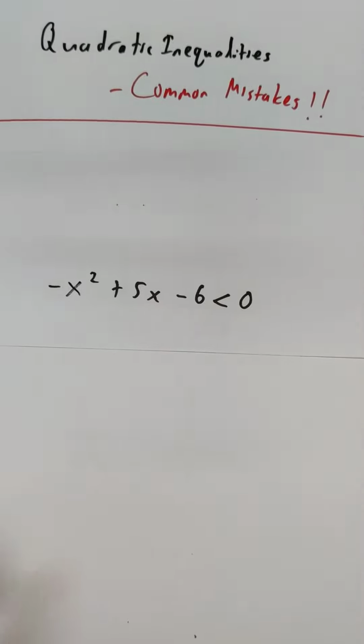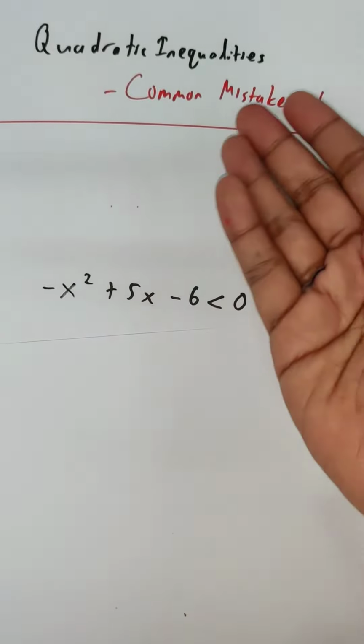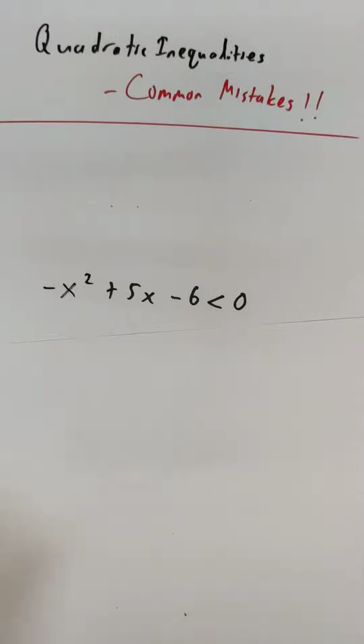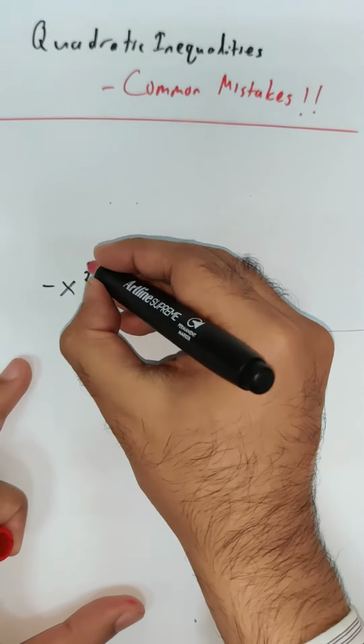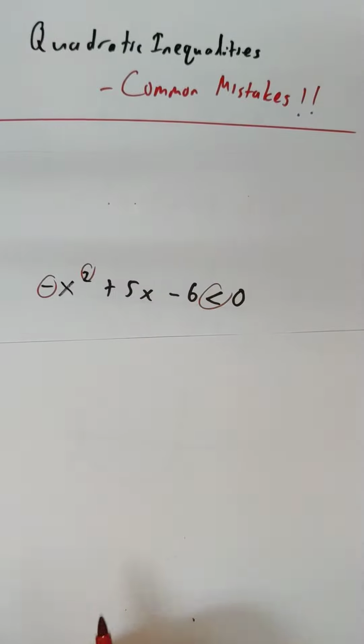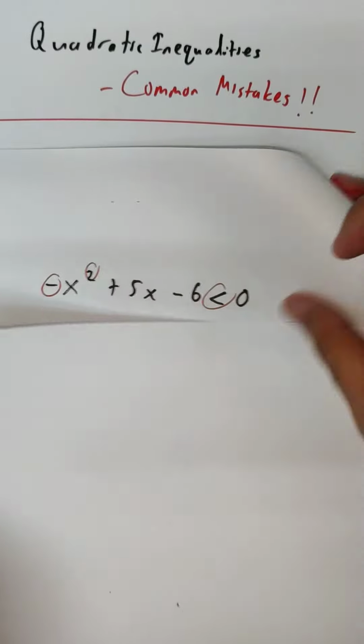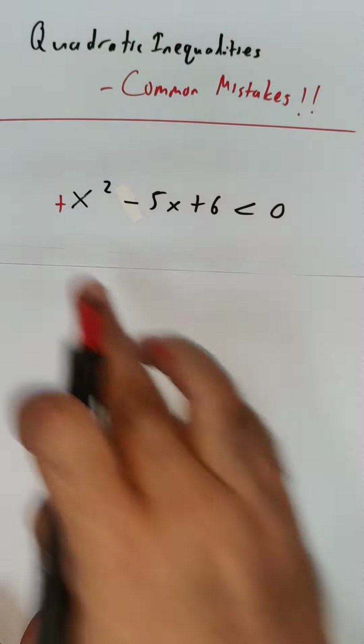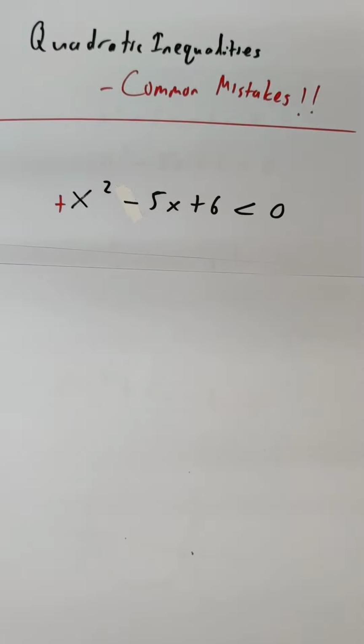Hello there viewers, I would like to tell you a bit about quadratic inequalities, most common mistakes. The problem happens when you have a quadratic inequality with a negative sign. Before we go further, let's have a look at what happens if you have a positive. If you have a positive, it's not much of a problem.